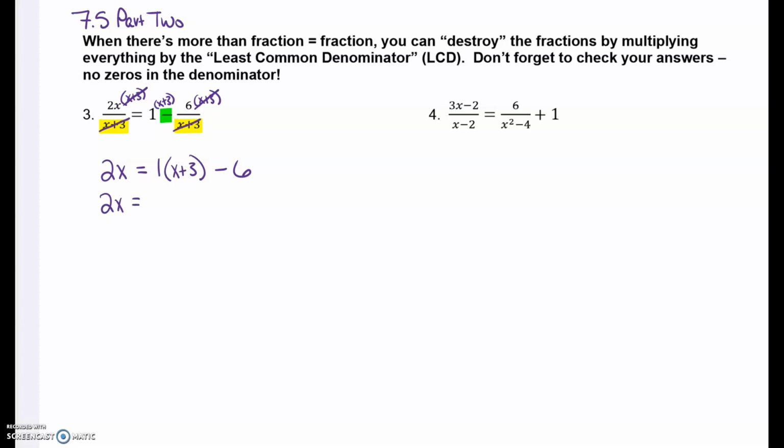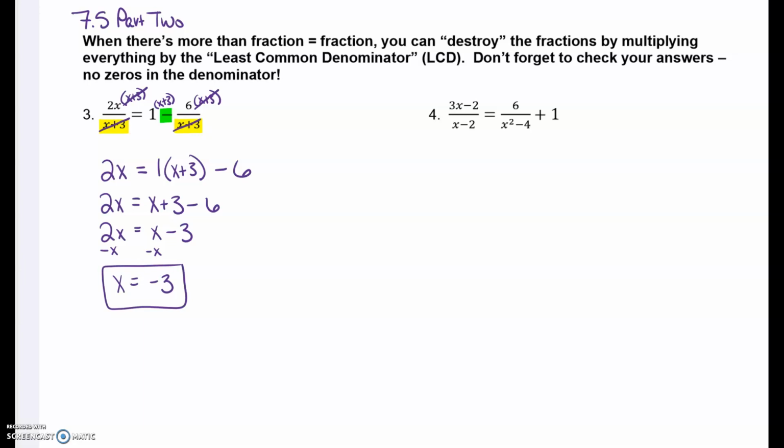Once I distribute, deal with those parentheses, this is a really simple equation to solve. Combine your like terms. Get all your x's to the same side. So we have x equals -3.